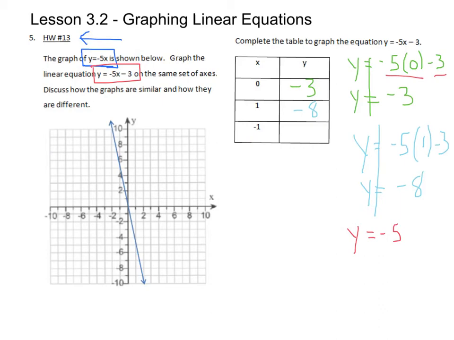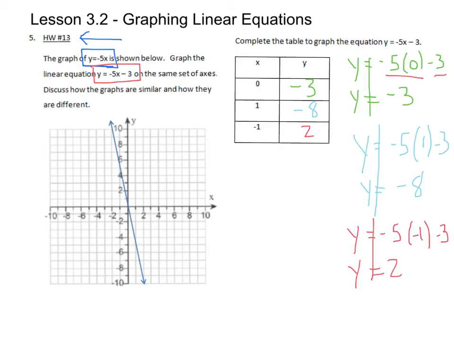So throw our negative 1 in here. And we go minus 3. This time a negative and negative makes a positive. So negative 5 times negative 1 is positive 5. Positive 5 minus 3 is 2. There we go.